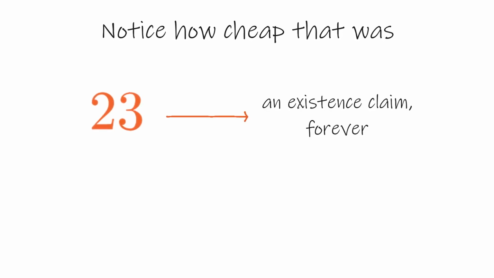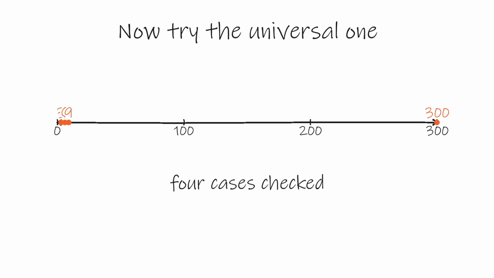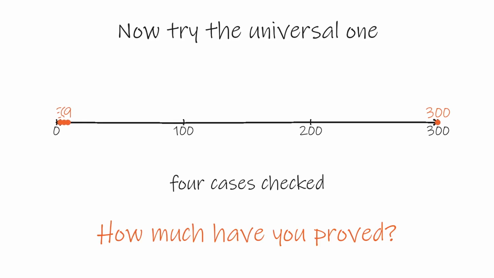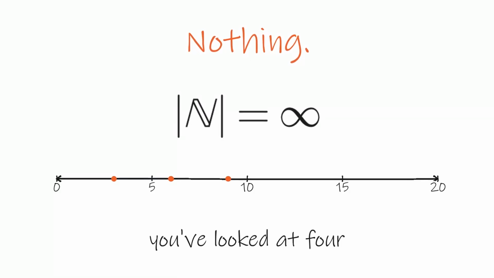Notice how cheap that was. One number, and you've proved an existence claim forever. Nobody can take it back. Now try that with the universal one. You check 3, 6, 9, 300. How much have you proved? Nothing. There are infinitely many naturals, and you've looked at 4.